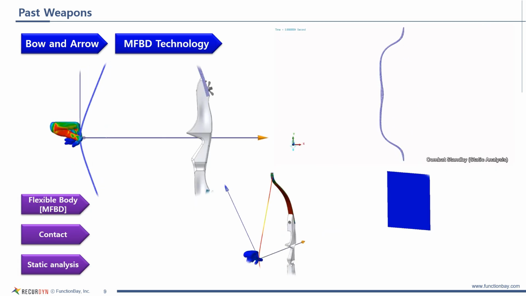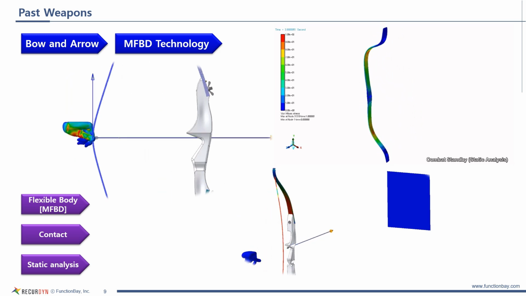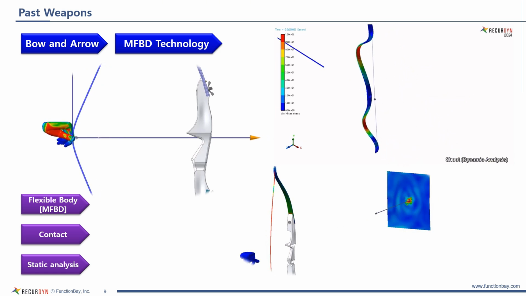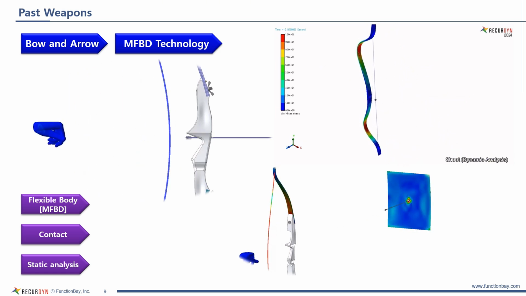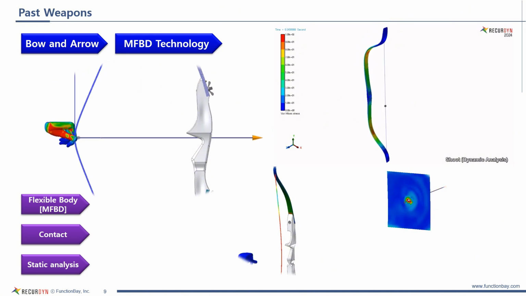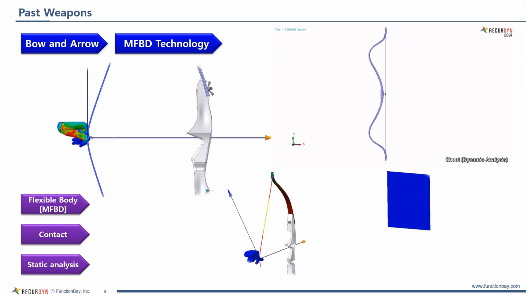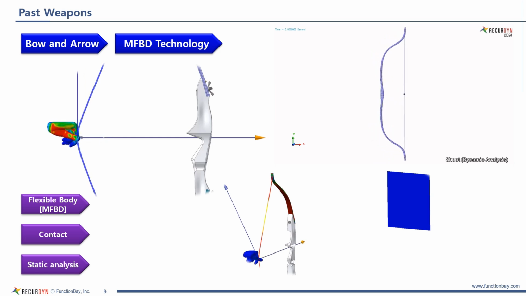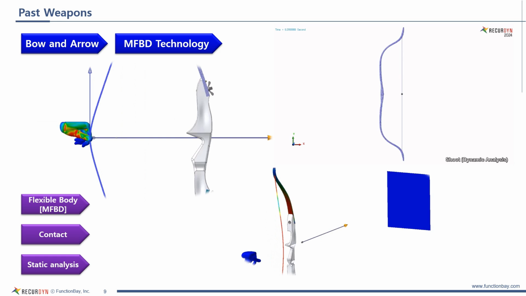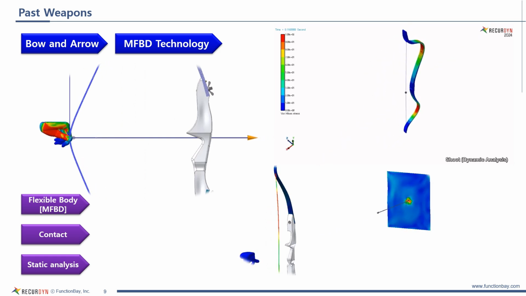In the videos on the left and below, you can see how the hand draws a bowstring, causing the bow and string to bend under the force applied. The arrow is launched towards the target by the force of the bow as it tries to return to its original shape. The arrow flies due to the force exerted by the string, and these videos show the results of analyzing this process using a dynamics model.